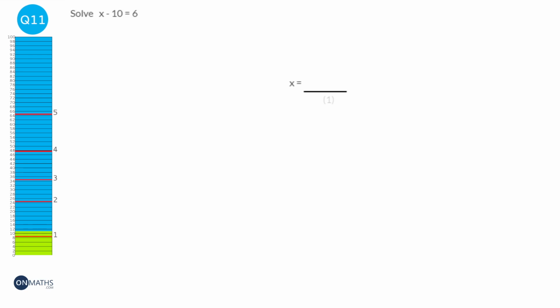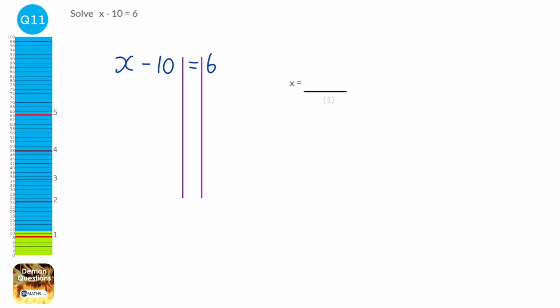So I'm going to start just by copying this question. When we're told to solve, it means we need to find out what x is. And there's a nice little strategy to be able to do that. And the first thing we do is just draw lines left and right of the equal sign. And we look at the left-hand side and work out what is stopping x from being on its own. Well, this minus 10 here is stopping x from being on its own. So we need to get rid of that somehow. And we do that by doing the opposite of it.